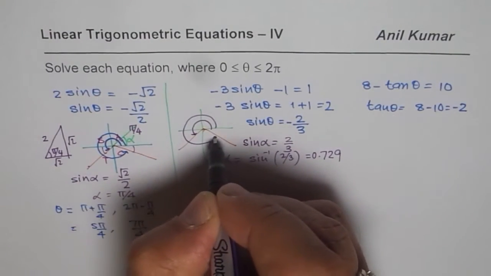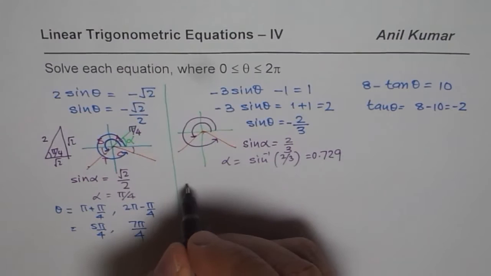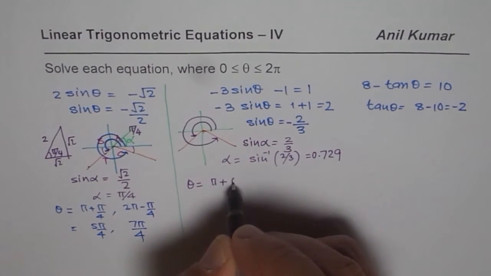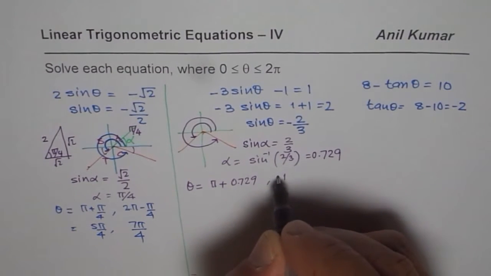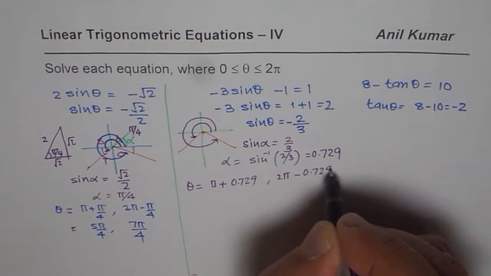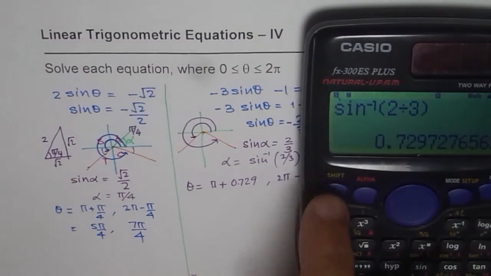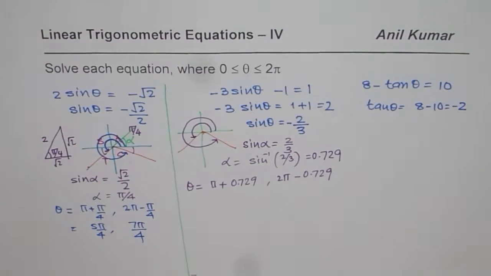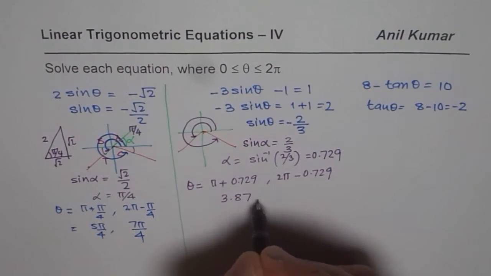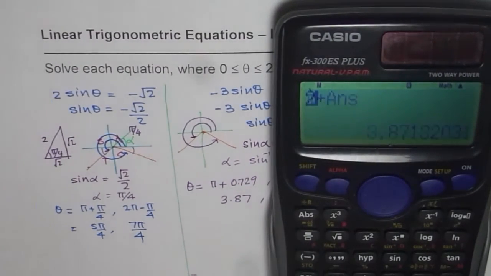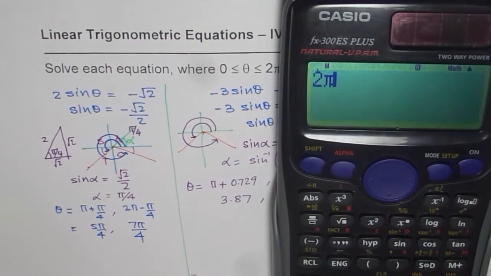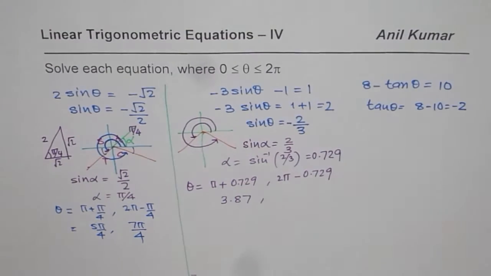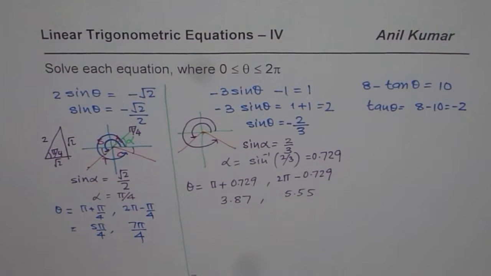Now the answer for us is two principal angles. One is pi plus the alpha value. The second one is 2 pi minus alpha. So we have theta equals pi plus 0.729 and the other one is 2 pi minus 0.729. So let's use the calculator. We have shift pi plus, and the answer is 3.87. So we get theta equals 3.87, and the other one will be 2 times pi minus 0.729, and that gives us 5.55. So we have 5.55 as the second answer. So these are the two solutions for the given problem.